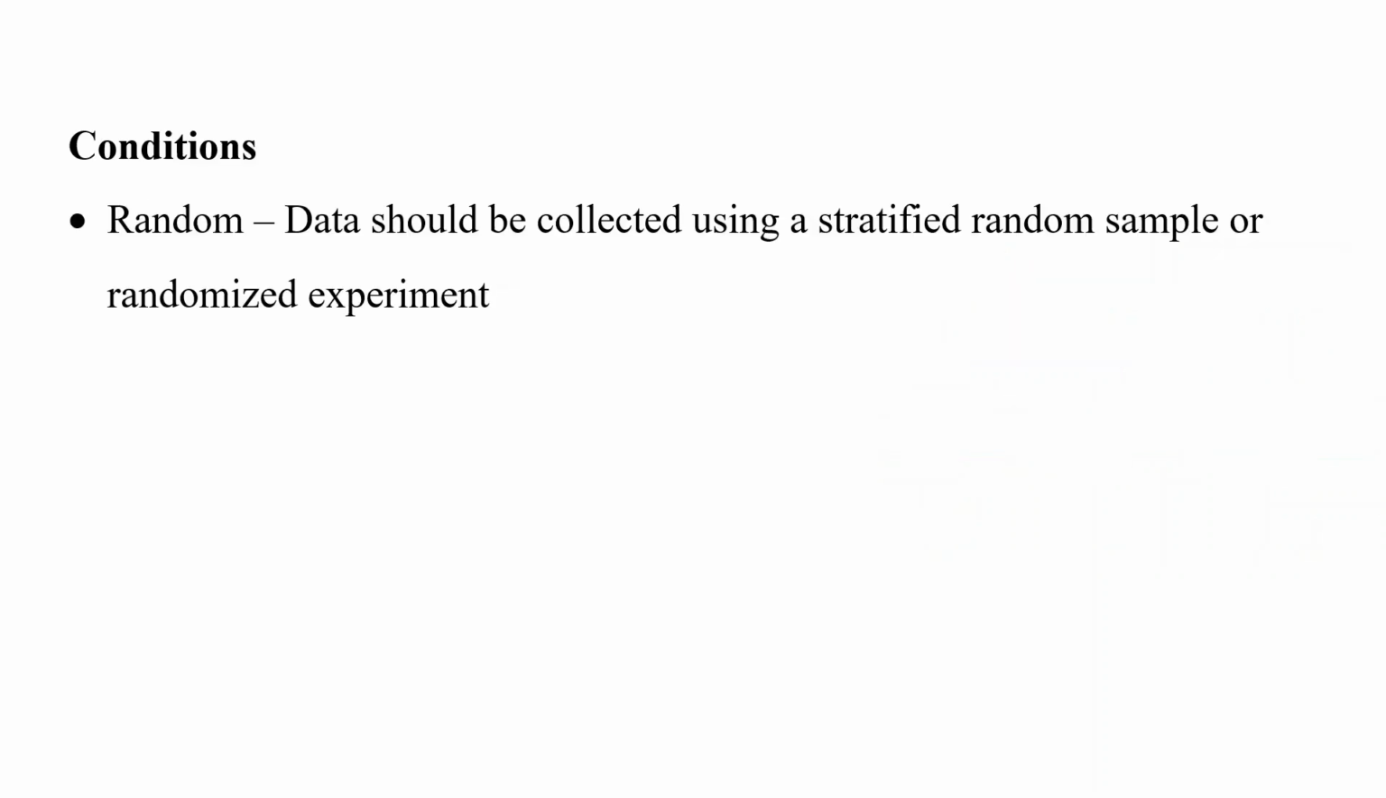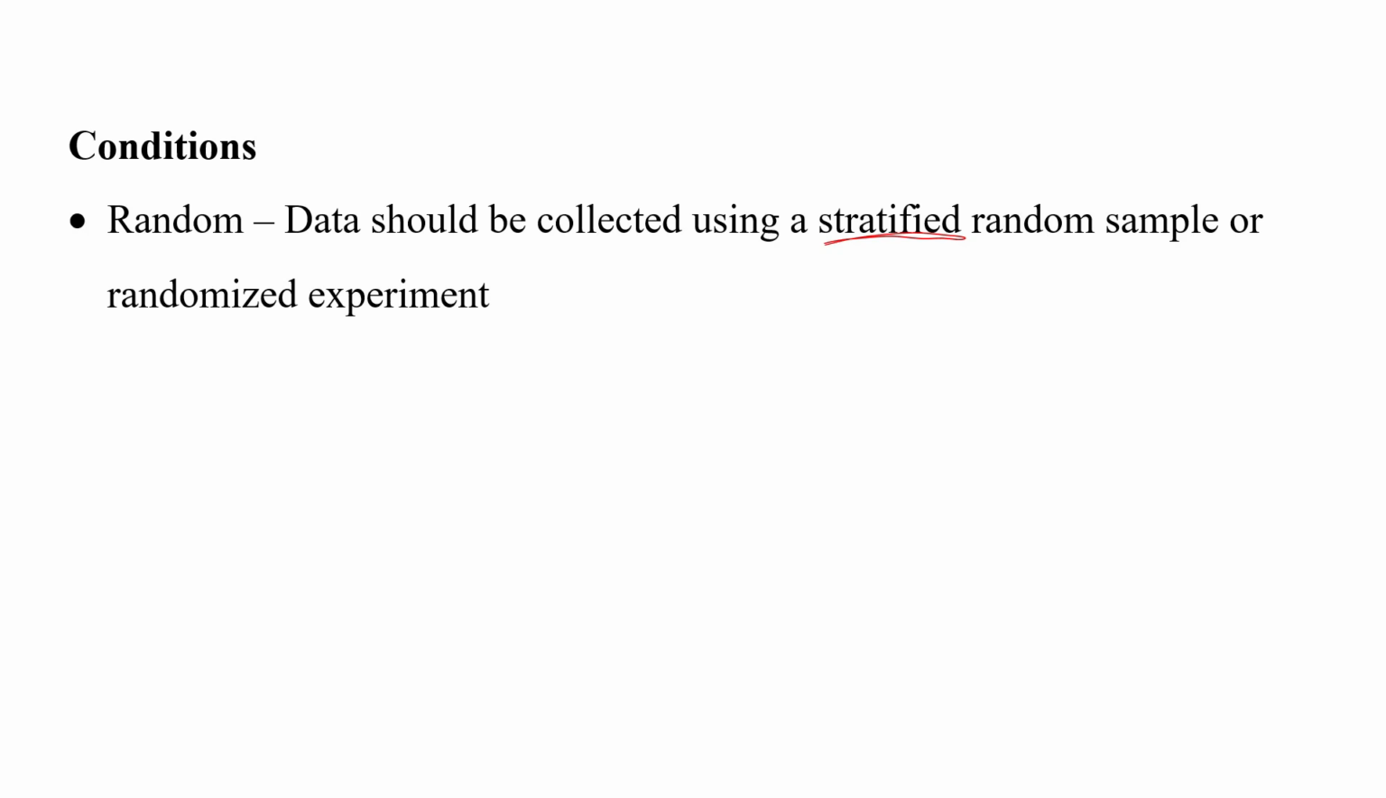Your conditions now, okay? For your conditions, they're going to be the same 3 conditions that we had for a goodness of fit test. Random: the data should be collected using a stratified random sample or a randomized experiment. Now, I specifically say stratified in this situation because in a chi-square test for homogeneity, you do have to take separate samples from your population.